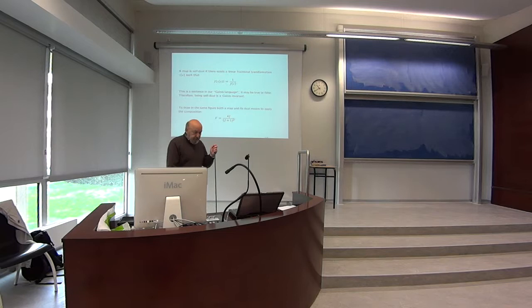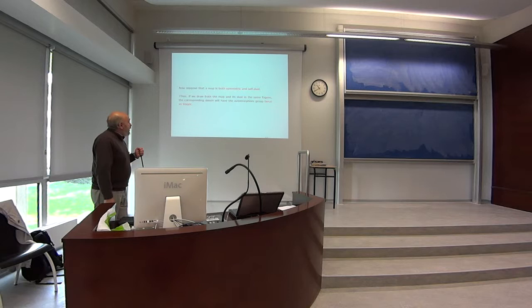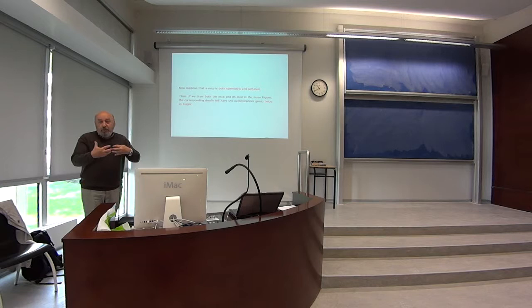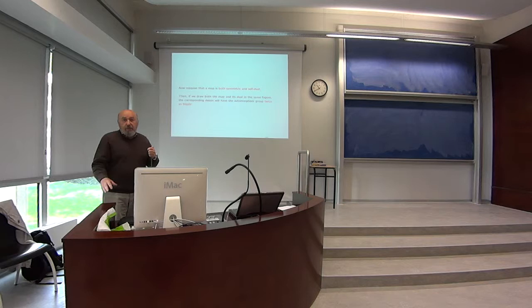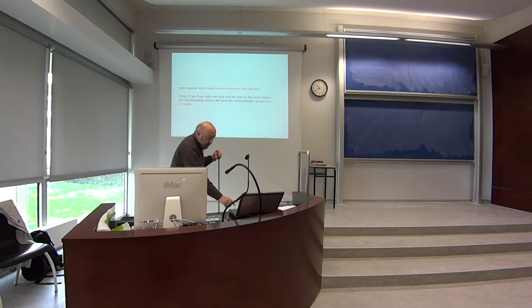Well, now suppose that a map is both symmetric and self-dual. Then, if we draw two maps together, the map itself and its dual, the automorphism group becomes twice as big. And we will use this property here.